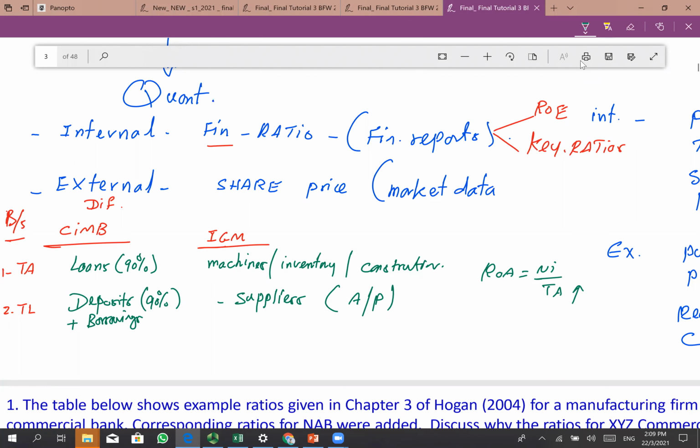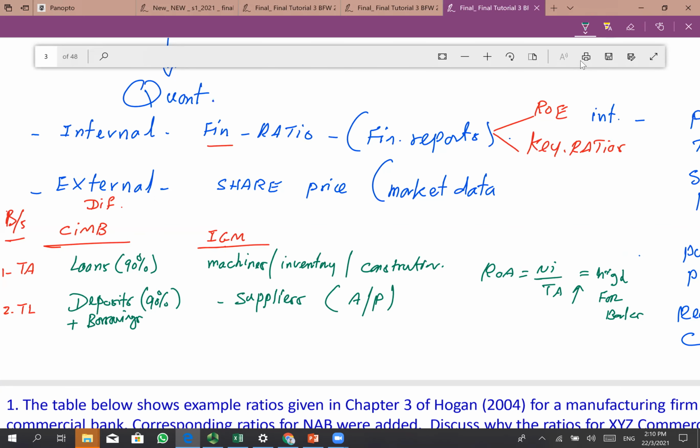So actually, this will be very high in banks. High for banks.